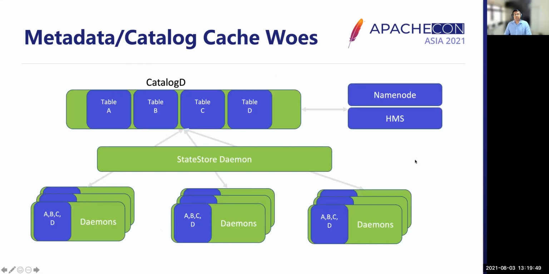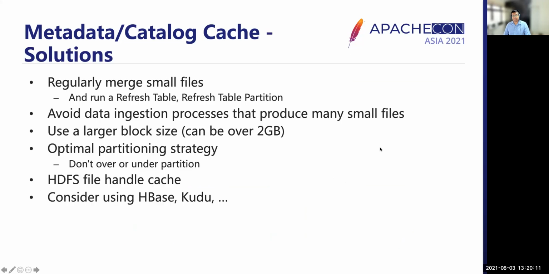To understand why this is so, we look at this diagram that explains that the catalog daemon via the state store distributes the metadata to each of the daemons. Now, the key thing to understand is that not each daemon requires the metadata. The metadata is required only for those daemons that are coordinating the query and compiling the query. It is not required for the executor daemons.